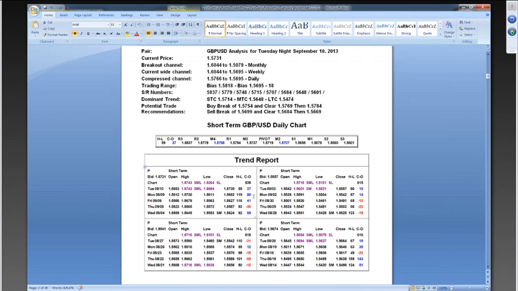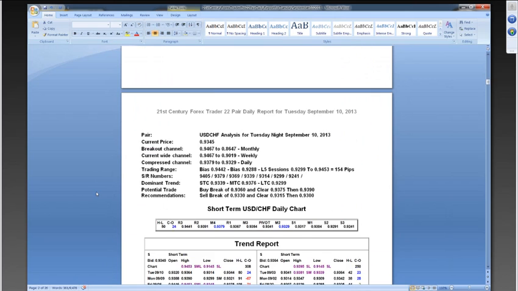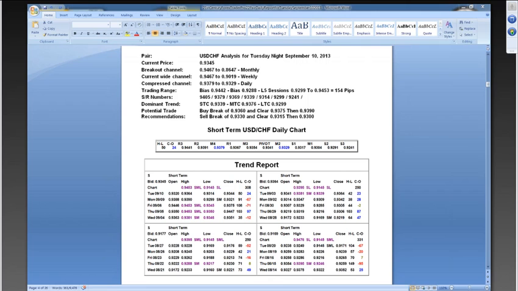You can see that we've had 3 straight blue sessions, 6 of the last 7. All right, let's go to the US Swissy. The Swissy's only moved 40 pips. It's pretty much mirroring the US dollar. Why? Because they're inverse. If the euro US dollar is going up, then the US Swissy should be going down.